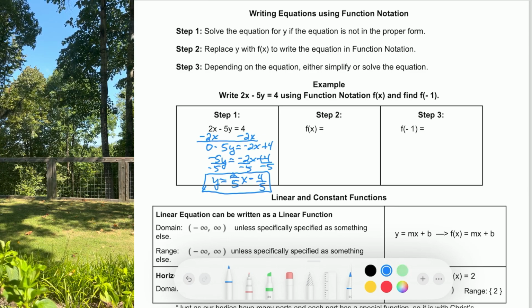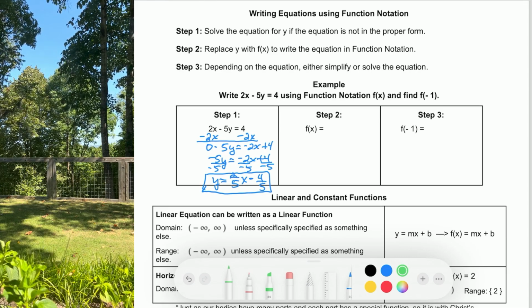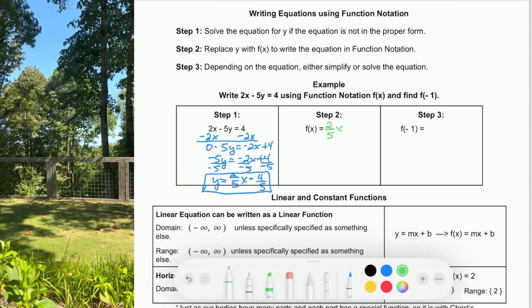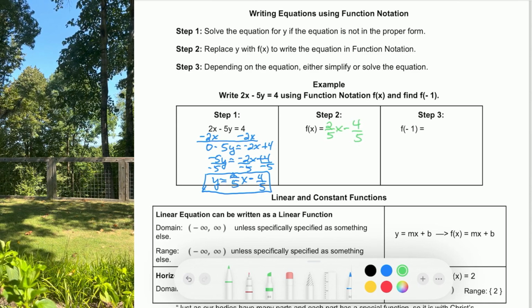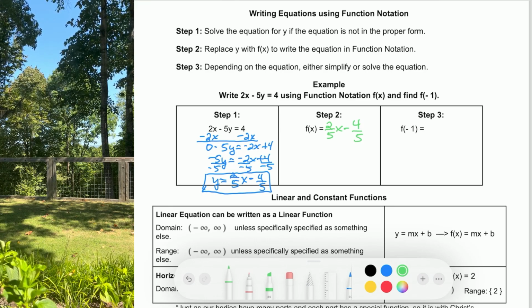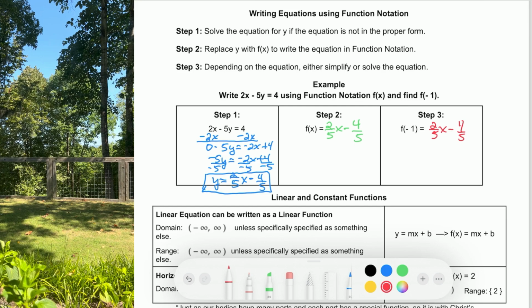Now what they said to do in step 2 is replace that y with f of x and write the equation in function notation. Okay, so I'm going to rewrite it, replacing that y, because they mean the same thing. So now this is our function that we're going to be working with. So I'm going to rewrite it over here. Okay, and they say solve it. What if x is -1? What would the other half of our function be, the y portion? So I'm going to plug that in.